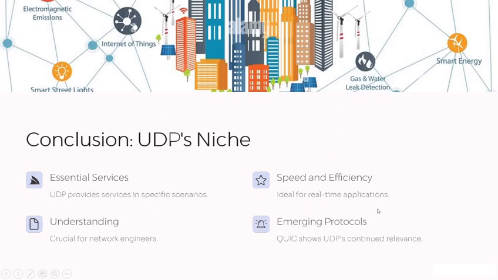And then we are going to discuss the conclusion. In conclusion, UDP is a fast and efficient protocol that's ideal for real-time applications. While it may not guarantee reliable delivery, its speed and low latency make it perfect for applications like video streaming, online gaming, and voice over IP. UDP provides an essential service in specific scenarios, and understanding it is crucial for network engineers.